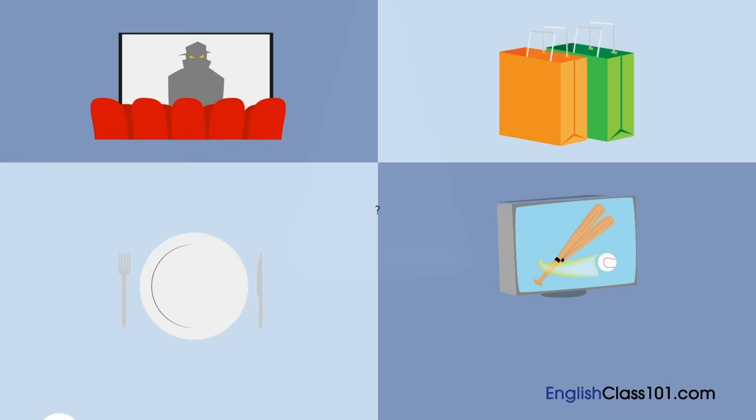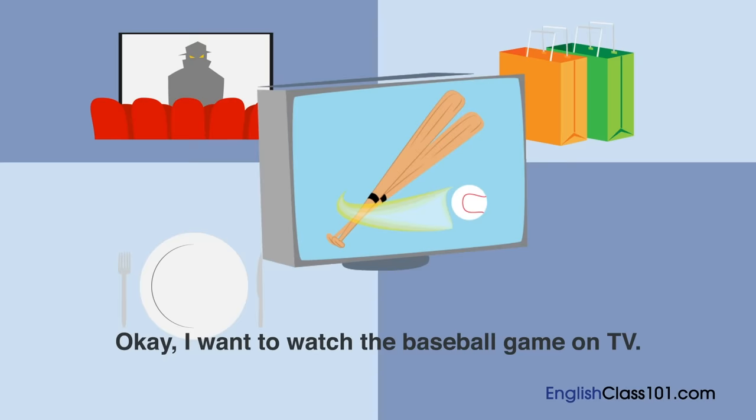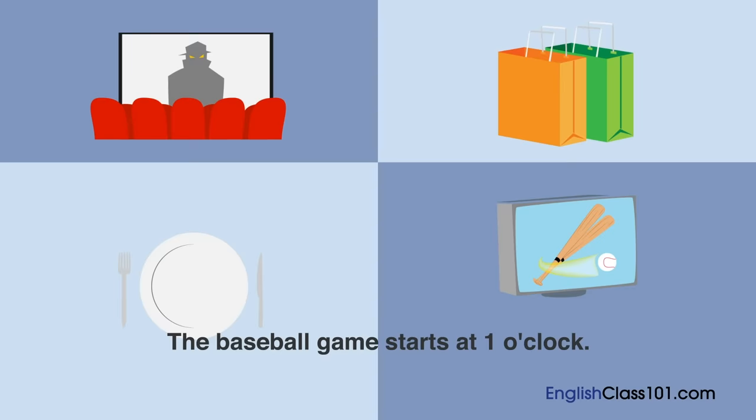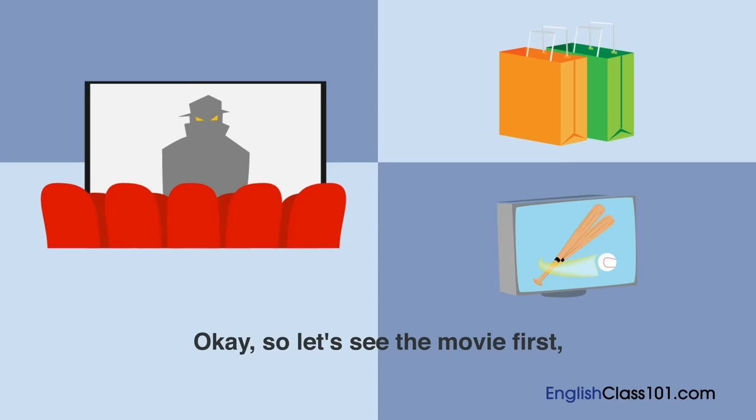A man and a woman are talking. What are they going to do first? What do you want to do today? I want to go see a movie. Okay, I want to watch the baseball game on TV. Also, I want to go shopping. The baseball game starts at 1 o'clock. Okay, so let's see the movie first, and then you can watch the baseball game. All right, then we'll go shopping in the evening.